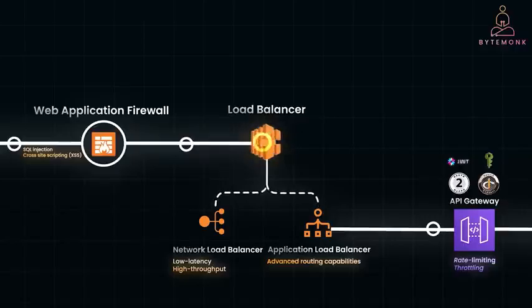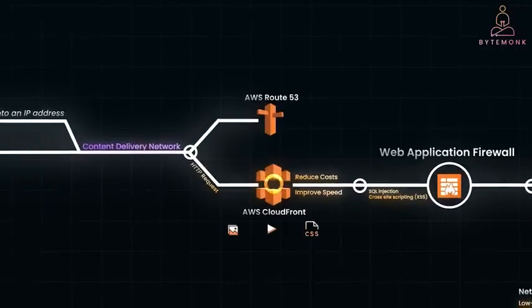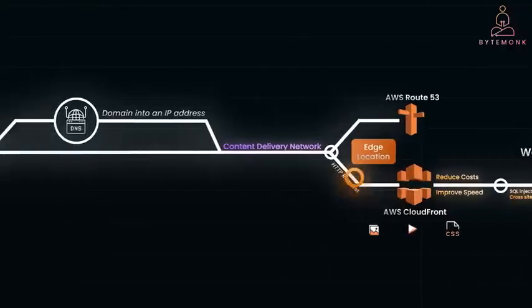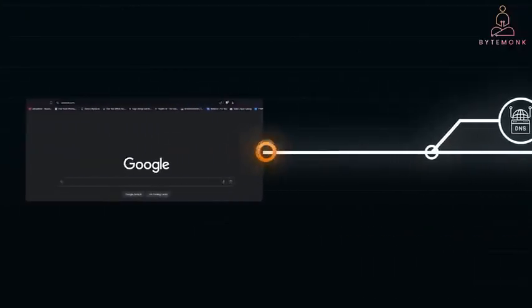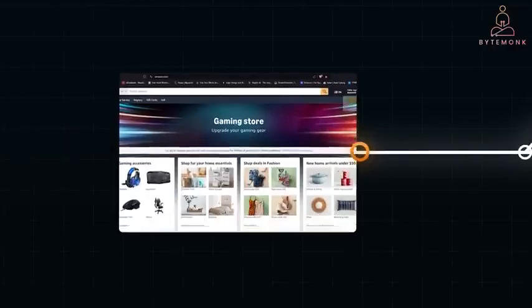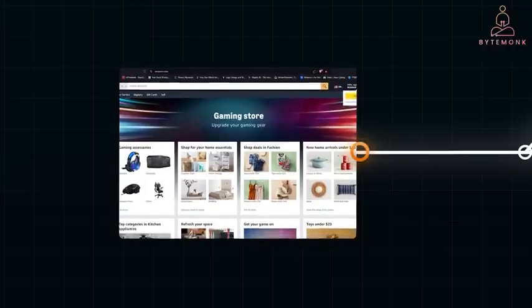And if any static content was part of the response, such as images or cached data, it can be served directly from a CDN edge location to minimize latency, ensuring a quicker response. Finally, the response reaches the user's browser or mobile app, displaying the requested data, completing the full request-response cycle.